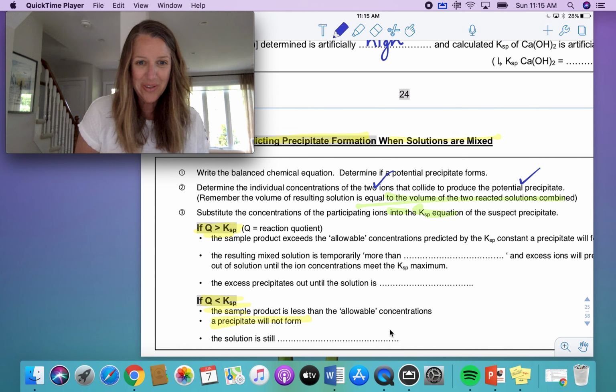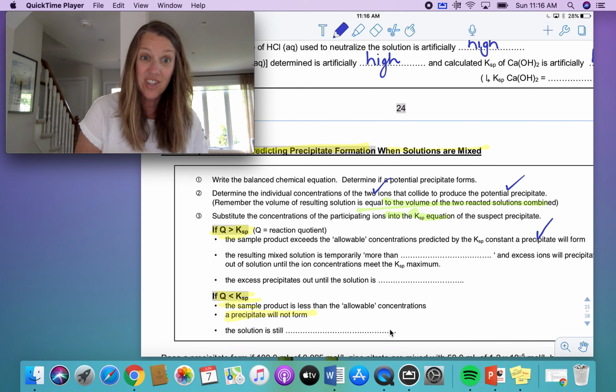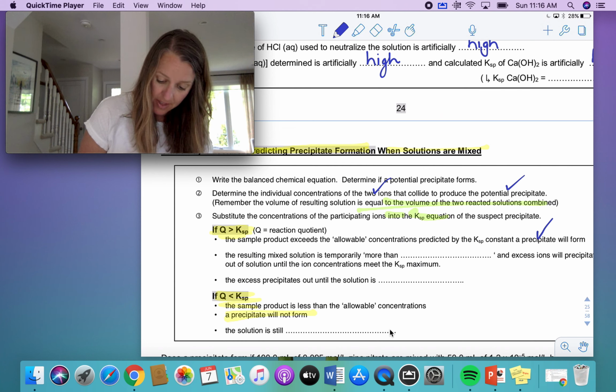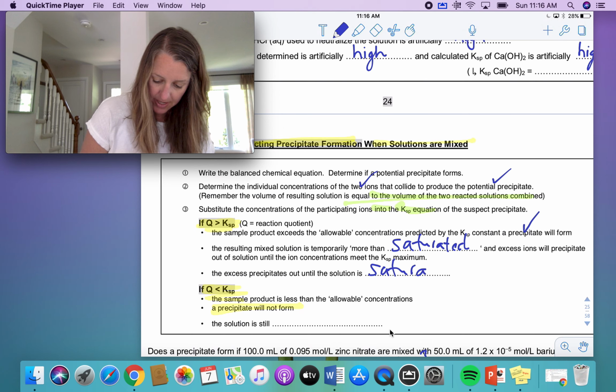And then here's what we do with the Ksp. If we figure out that Q is greater than Ksp, then the sample produced exceeds the allowable concentration predicted by the constant, and guess what? A precipitate will form because there's enough there. The resulting mixed solution is temporarily more than saturated, and excess ions will precipitate out until the ion concentration meets the Ksp max. The excess precipitates out until the solution is saturated.